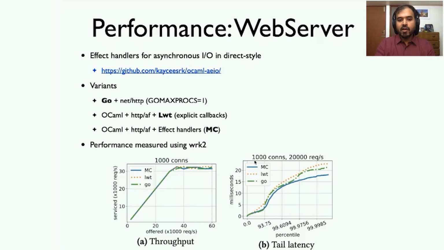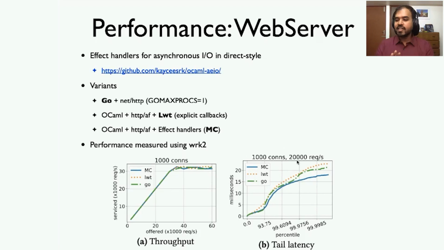For the tail latency measurements, we established 1,000 connections, and we set requests per second at 20,000, and we measure the tail latency. The tail latency graphs are given here. On the x-axis, you have the percentile. On the y-axis, you have the latency. And what the graph shows is that the Multicore OCaml version is the most responsive. And you can see similar numbers for other connection counts and request counts.